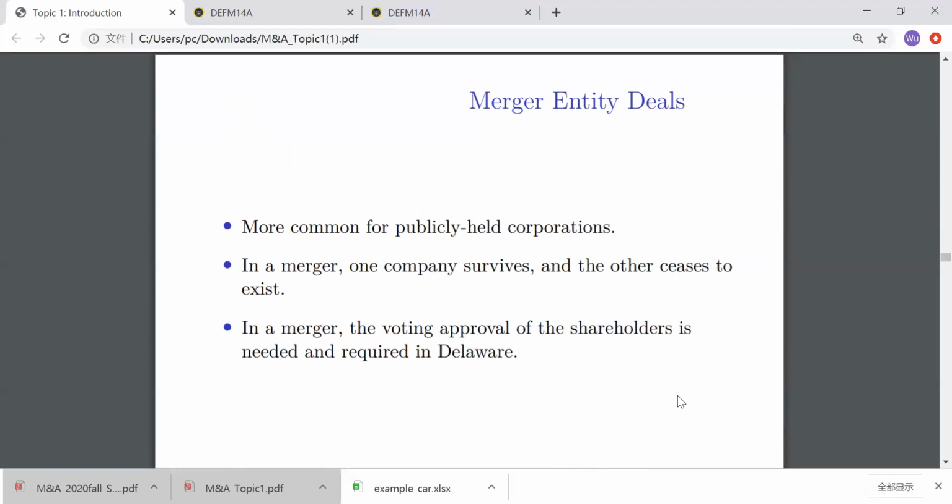In a merger, basically what happens is that one company survives and the other ceases to exist. This is very common for publicly held corporations, because for a public corporation, the ownership is not just in a few people's hands. It is usually dispersed across different retail and institutional investors. If it's a merger, then the voting approval of the shareholders is needed. And in Delaware, if your company is incorporated in Delaware, the voting approval of the shareholders is actually required. You cannot bypass the shareholders.